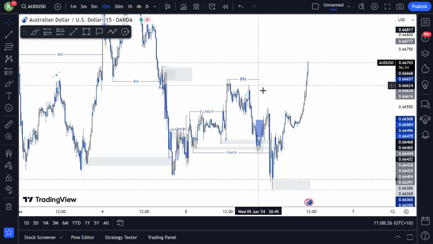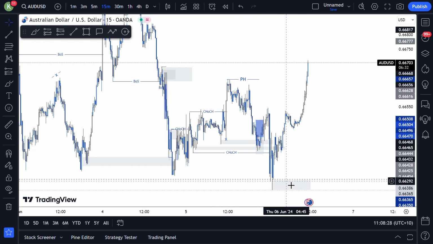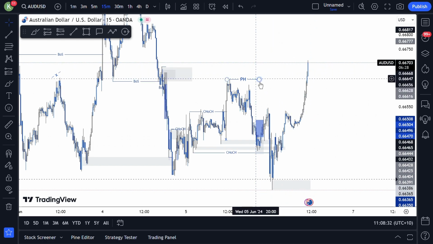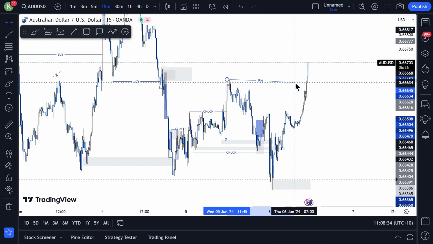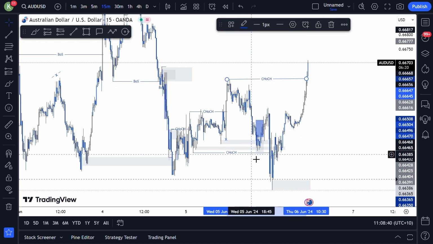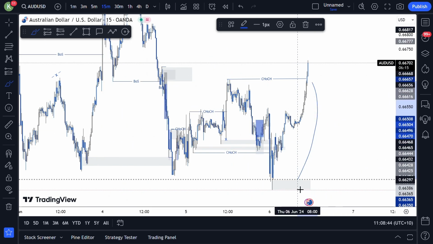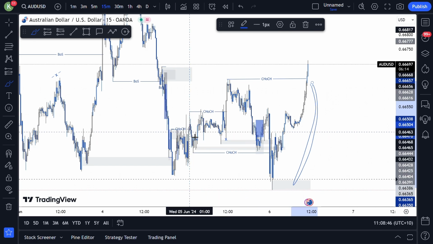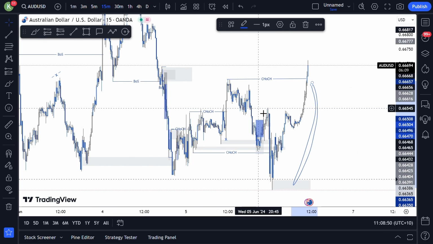So we're hoping that we're going to retest something in there, but what happened today, it just broke straight through. What that means now is that this has also become a change of character. So now we are dealing within this structure just here, and we're going to try and take a long from somewhere in there.